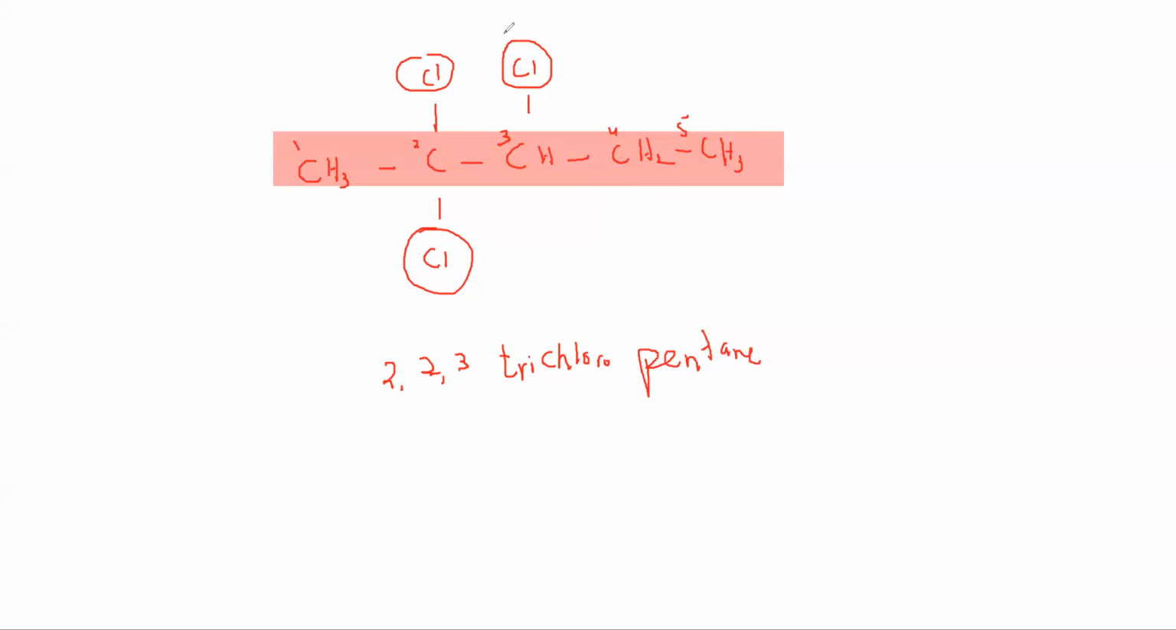At the second position and third position, we have branches. That's why 2, 2, 3. 3 chlorines are there, so we use the term tri. And because they are chlorines, we use the term chloro. Pent, because there are 5 carbons. And ane, because they have a single bond throughout the chain.